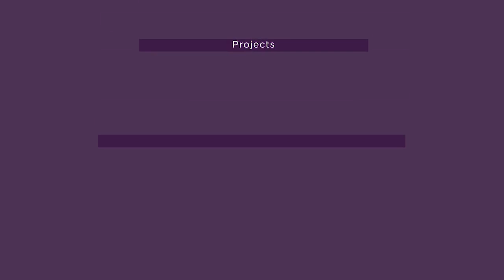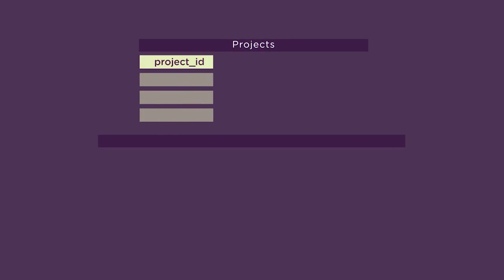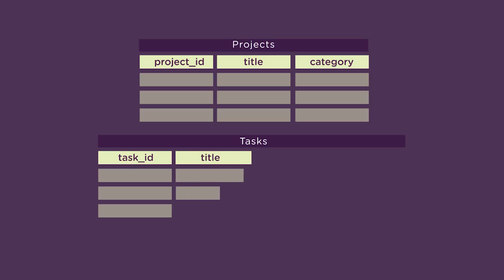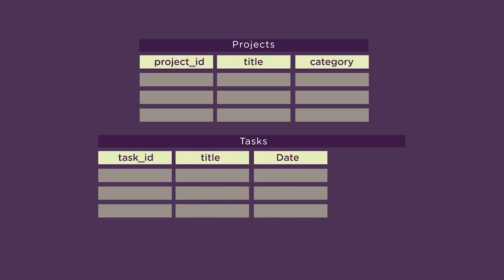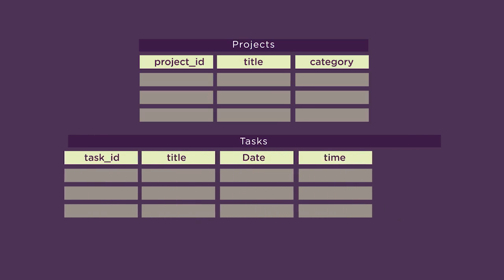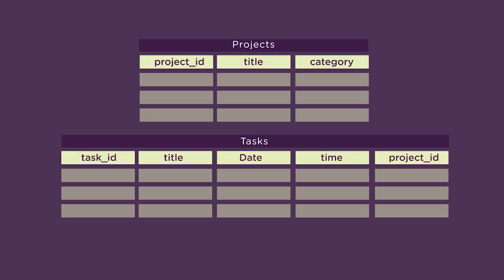The first is a projects table with project ID as the unique key, along with title and category fields. The second table is a tasks table. It has a task ID as the unique key, along with title, date, and time fields. The task table also contains a project ID field, which links each task to a specific project.